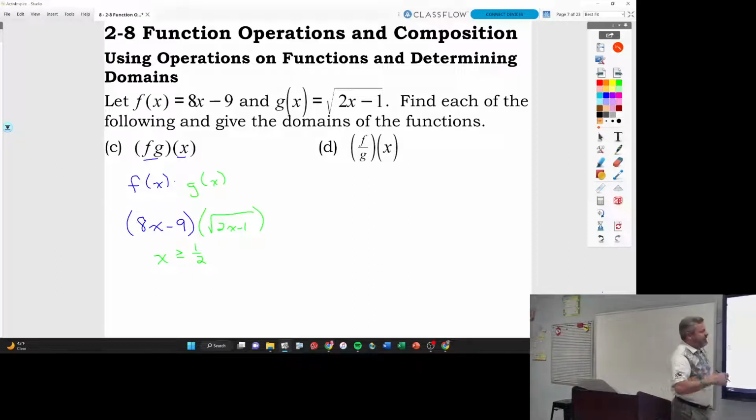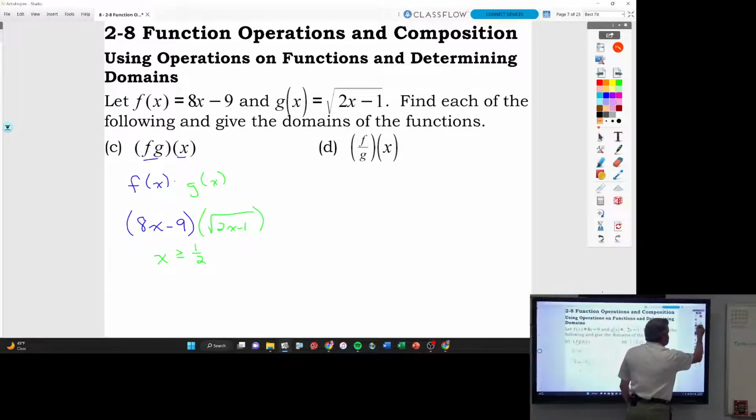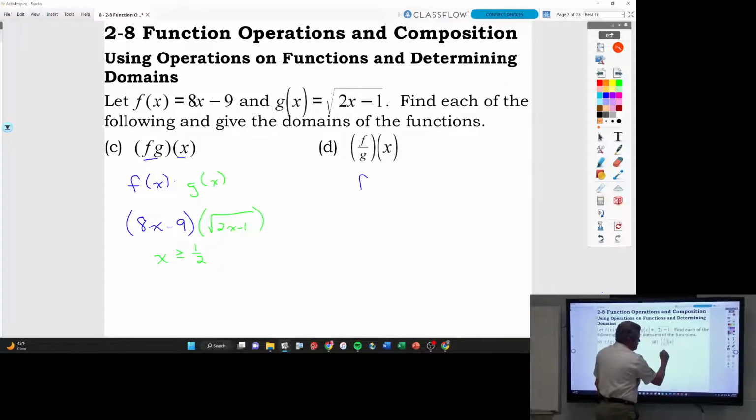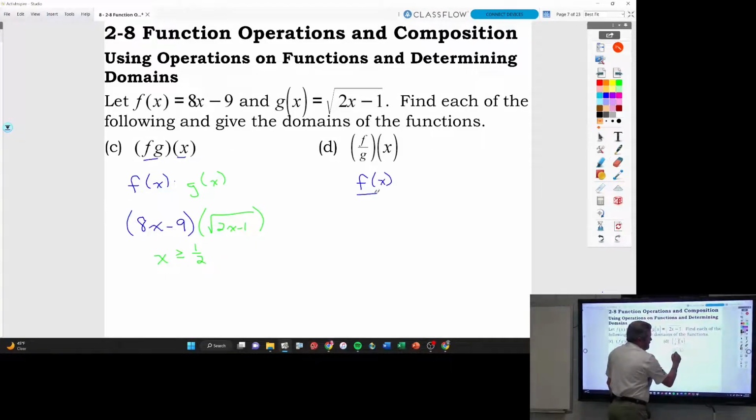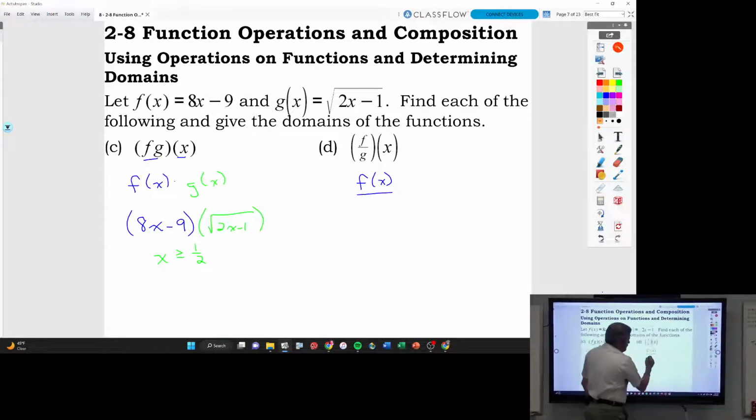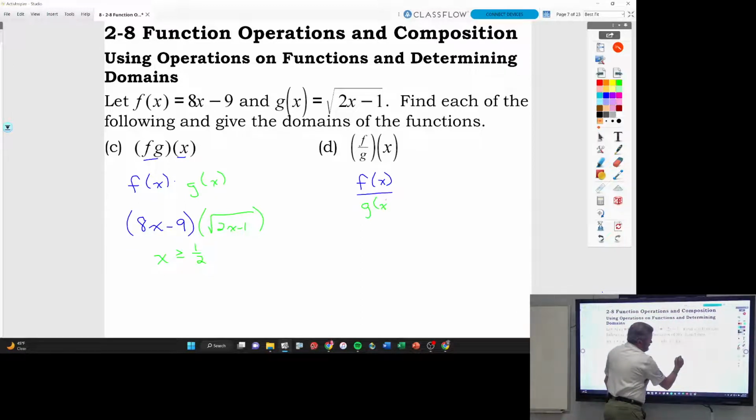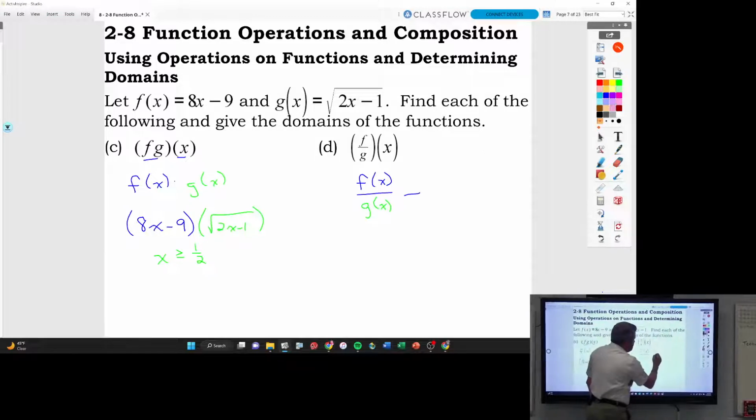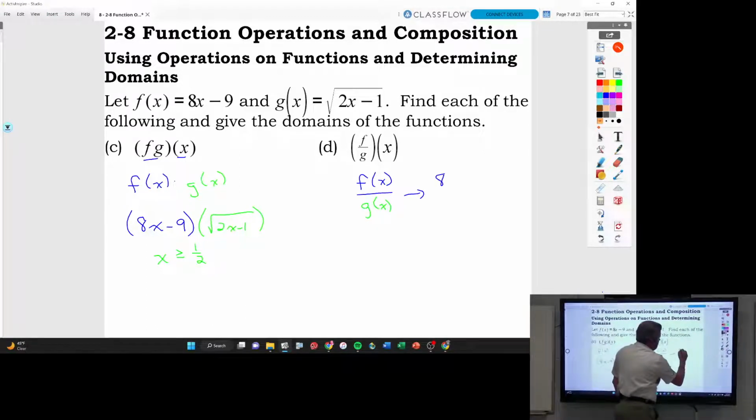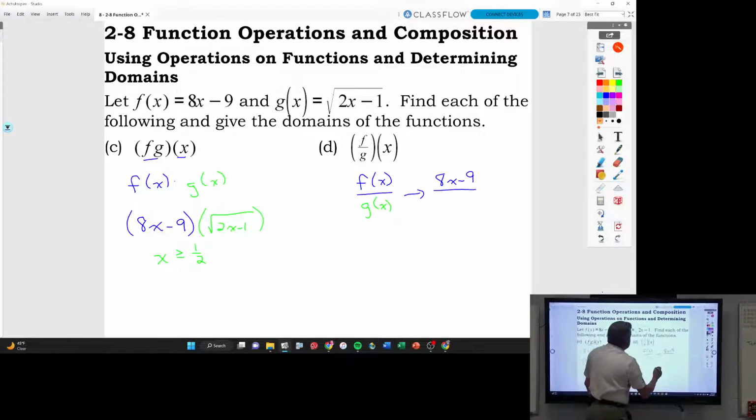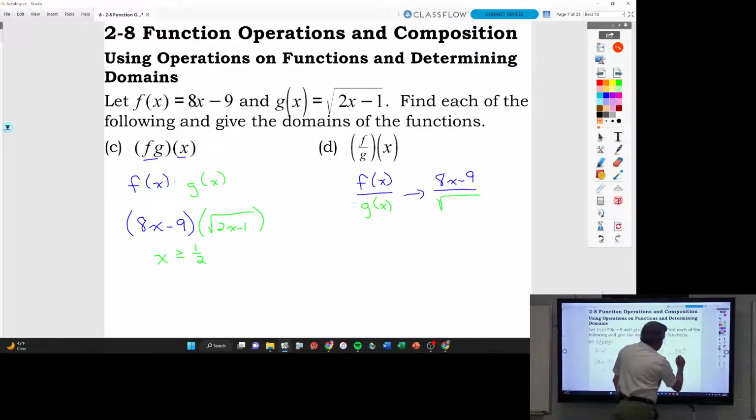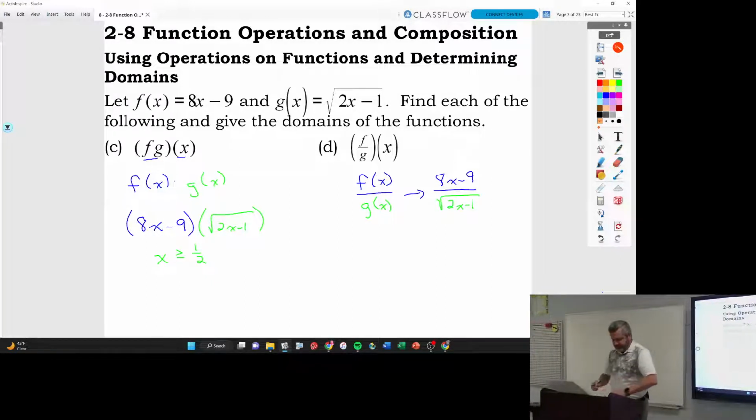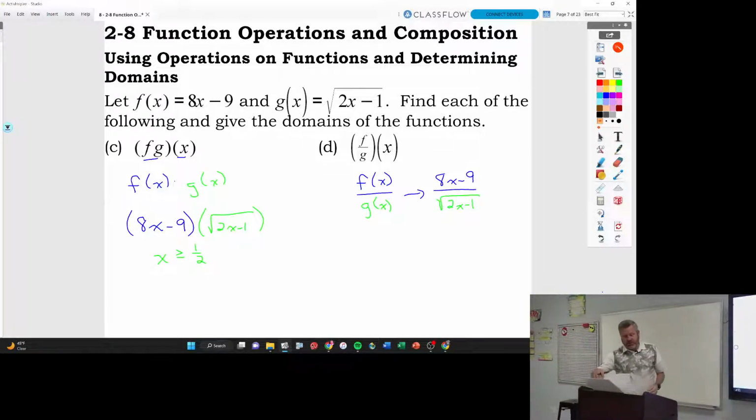Part D, we have f divided by g of x. So again, that means we're going to take the f function evaluated at x and divide that by the g function evaluated at x, which in the case of this problem simply means the f function is 8x minus 9 divided by the g function, which is the square root of 2x minus 1. And for now, we're not going to go any further than that.